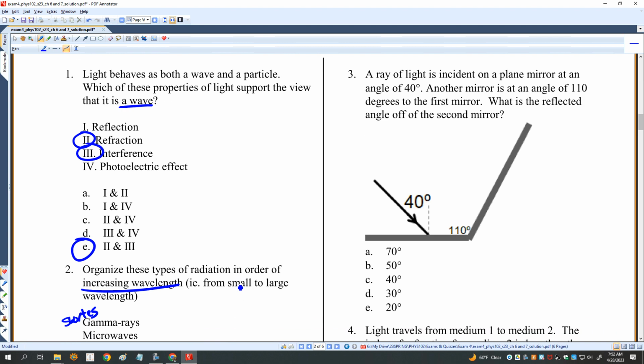All right, let's do this mirror. So this is 40, that means this is 50. 50 plus 110, that's 160. So that means 180 minus 160 equals 20. This has to be 70. And so this reflected ray is also 70.